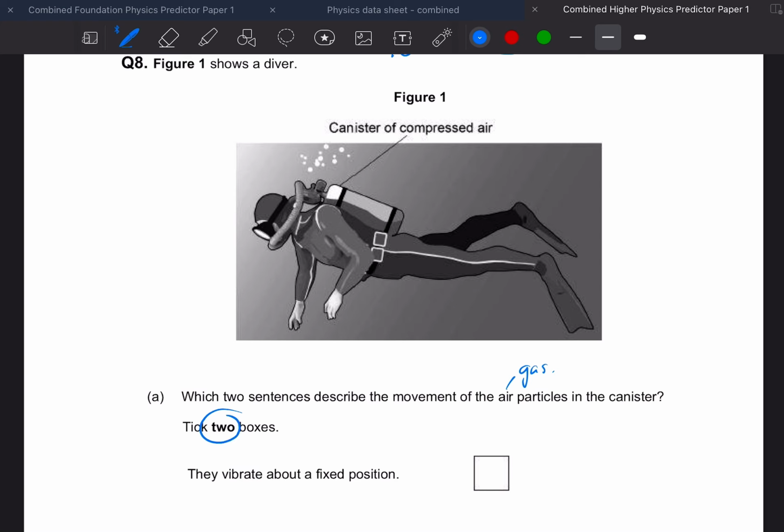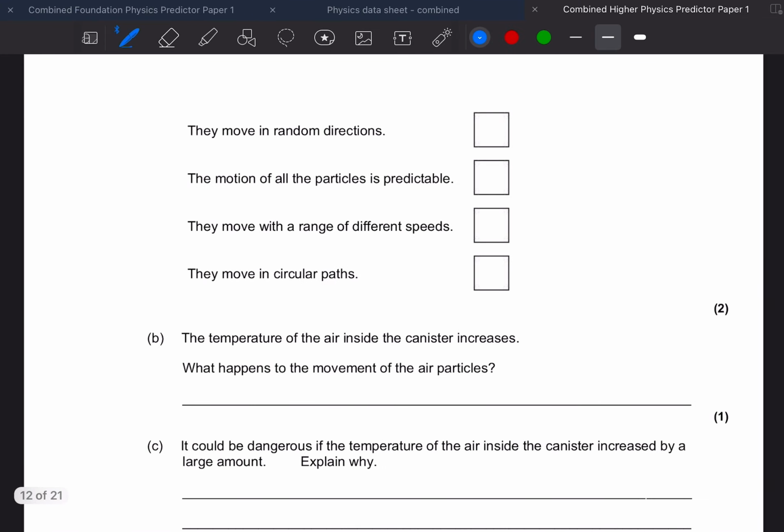Vibrate fixed position, no, that would be a solid. Move in random directions, yep, that would be a gas. Predictable, nope. Be random. They move at a range of different speeds, yes. Circular paths, absolutely not, it's random. So it's those two, random directions and different speeds.